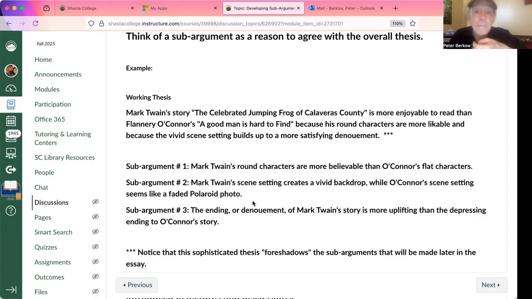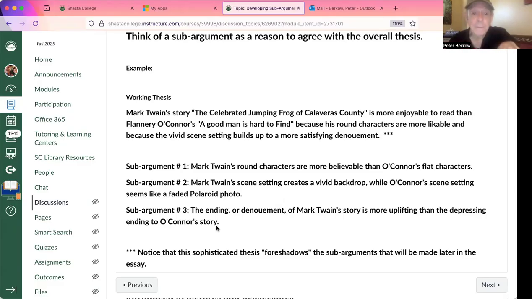Sub-argument number two: Mark Twain's scene setting creates a vivid backdrop while O'Connor's scene setting seems like a faded Polaroid photo. Notice that the writer here is putting in some original writer's voice, faded Polaroid photo. That's a pretty good metaphor. Vivid backdrop. These are not boring sentences. They're trying to get the idea across that one writer is better than the other writer at scene setting.